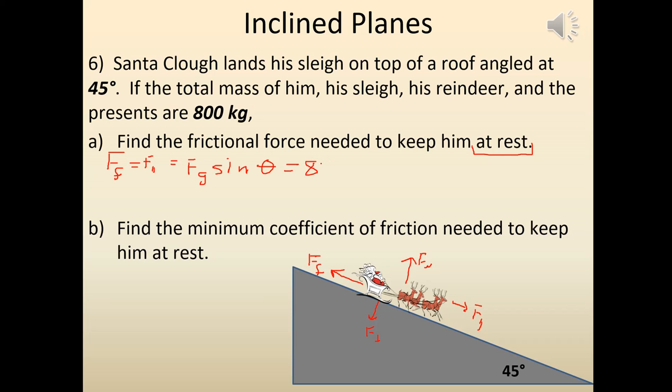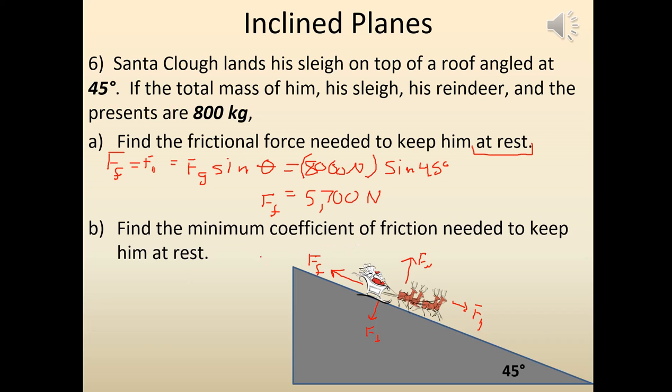Fg is going to be 8,000 newtons. I just take the 800 kilograms times 10, and then my angle is 45 degrees. If I plug that in, 8,000 times sine of 45, I end up getting, I'm going to round it, 5,700 newtons.